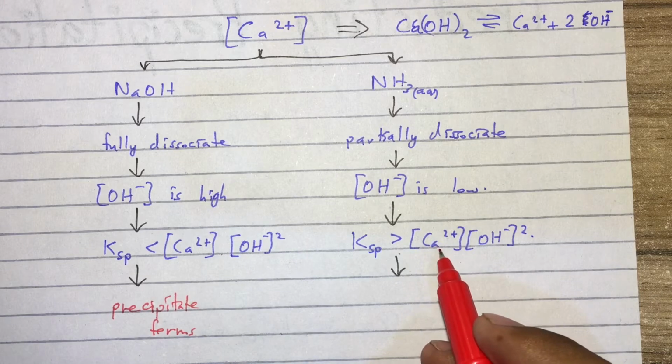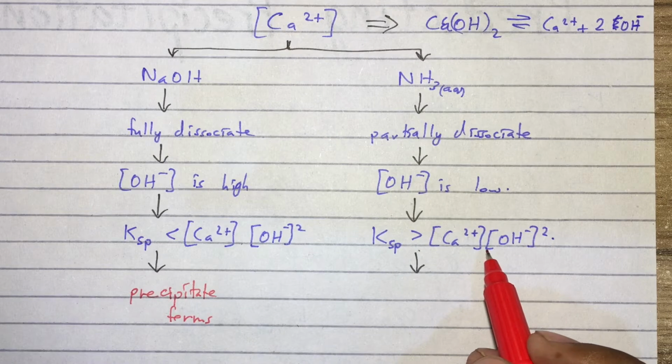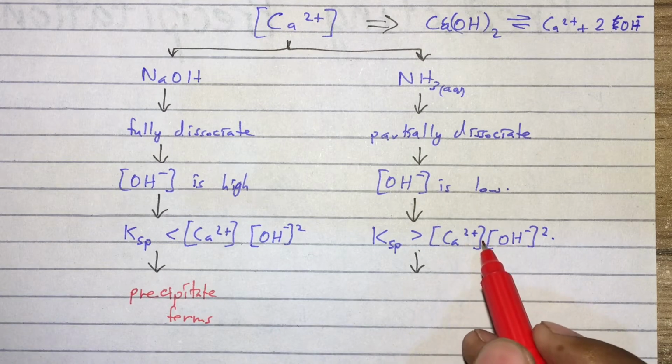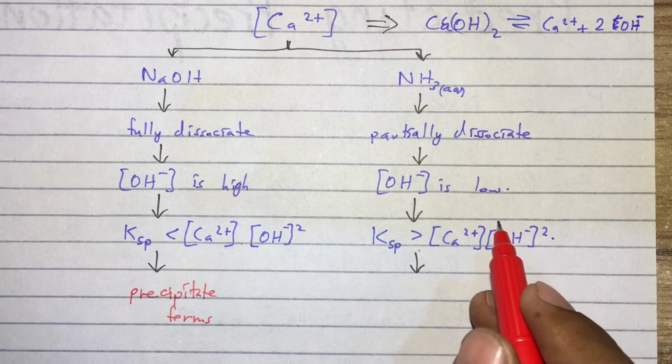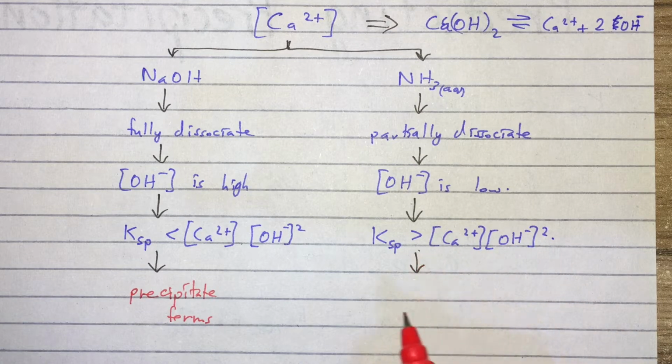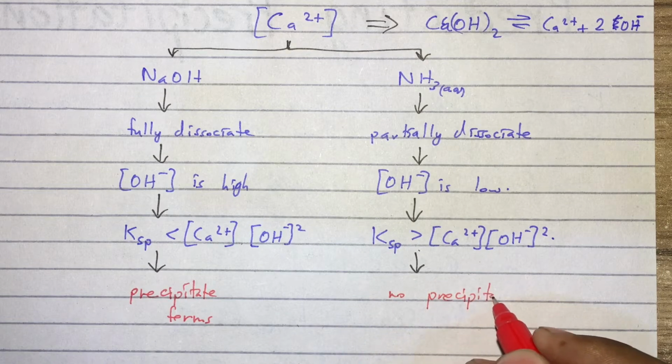However, in the case of ammonia, the concentration of OH negative is low, which is why the product of the concentration of calcium ions and the concentration of hydroxide ions squared is less than the value of the solubility product, which is why no precipitate forms as the equilibrium shifts towards the right hand side.